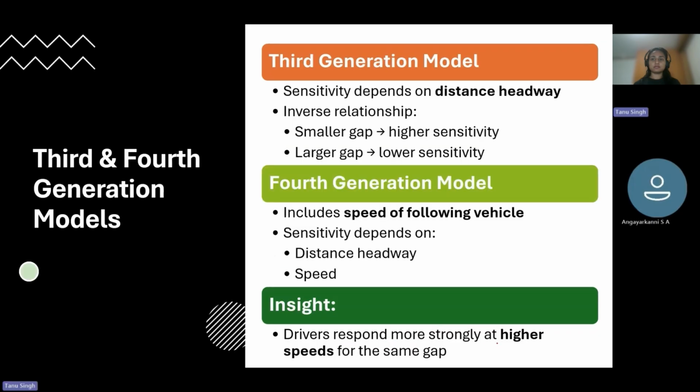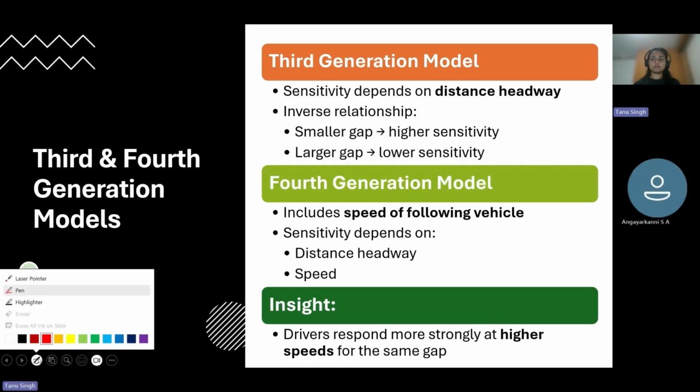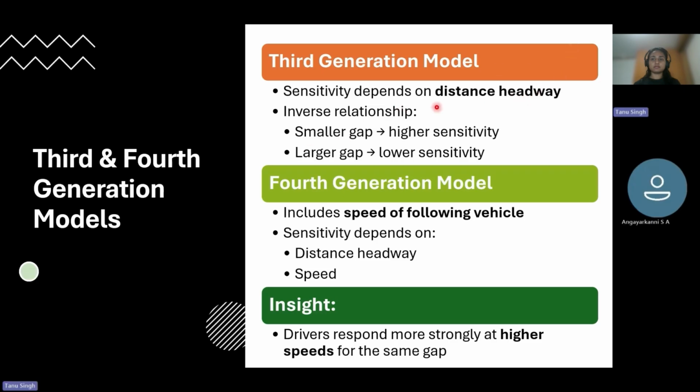Now coming to the third generational model. To solve this limitation, we have the third generational model. Instead of fixing the sensitivity value to be constant, here we have assumed that sensitivity depends upon the distance headway. This means that as the gap between vehicles decreases, sensitivity increases, and as the gap between the two vehicles increases, the sensitivity decreases.